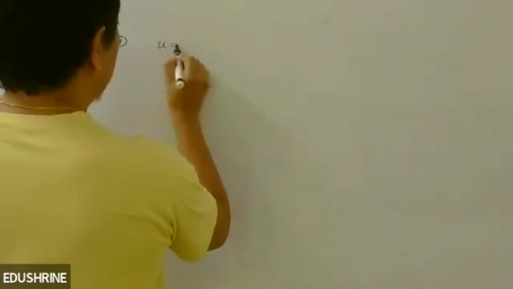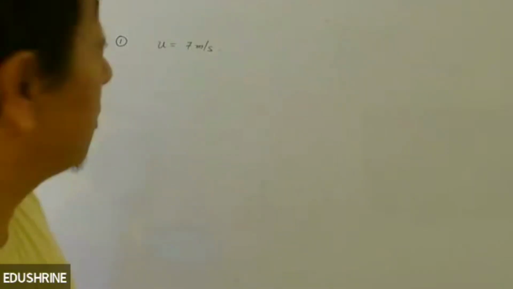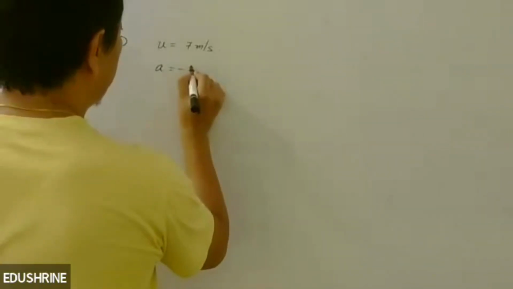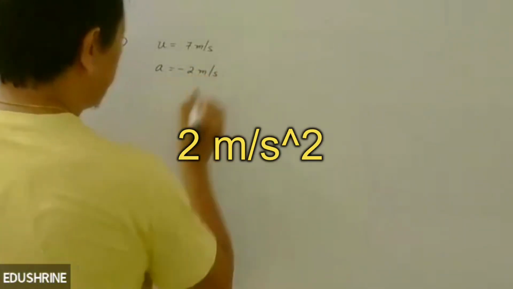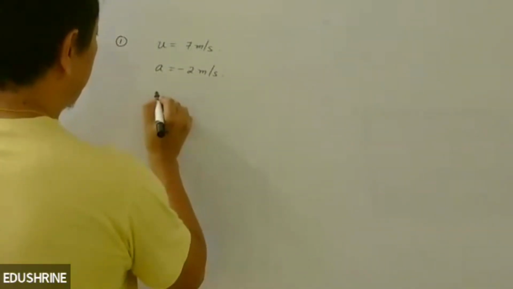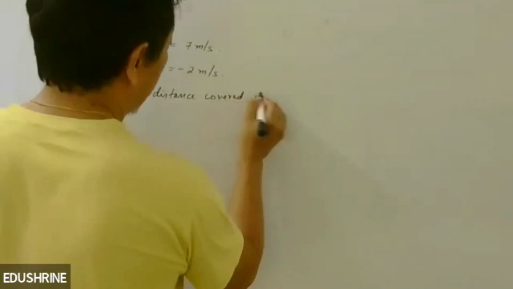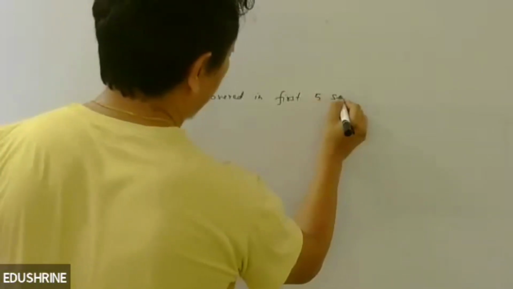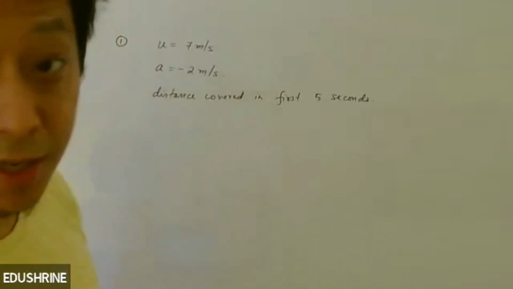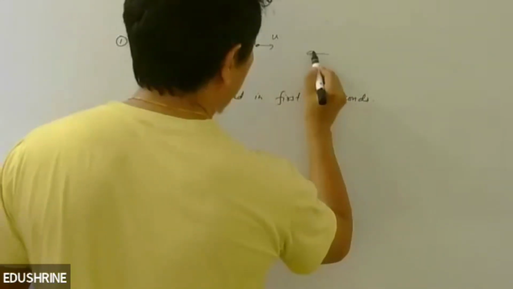A body starts with initial velocity 7 meters per second, and acceleration is minus 2 meters per second squared. You have to find the distance covered in first 5 seconds. So initial velocity is given, acceleration is minus 2. Minus 2 means the body starts with velocity in this direction, but acceleration is constant in the opposite direction.